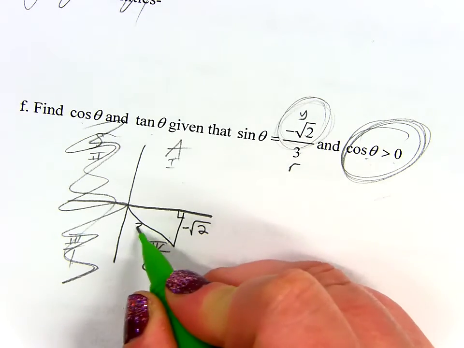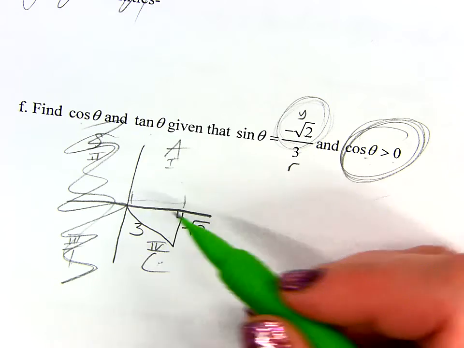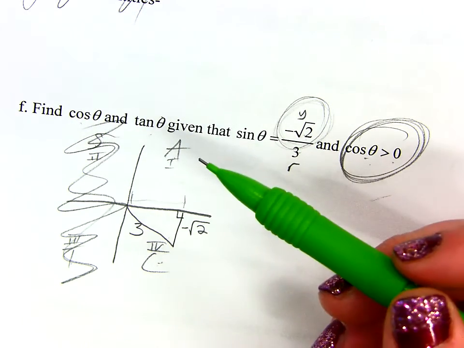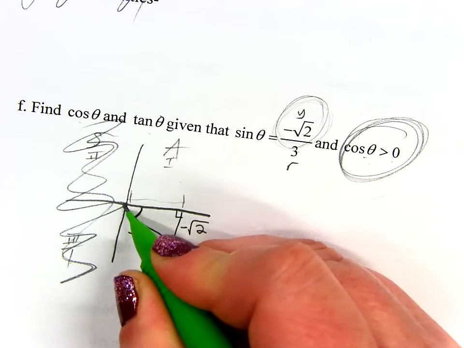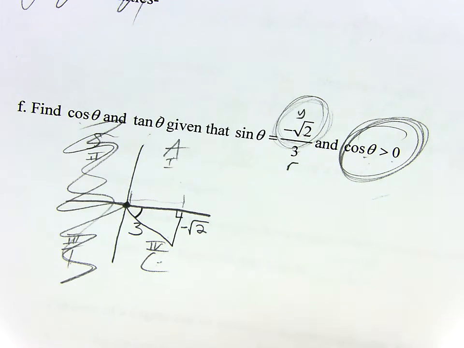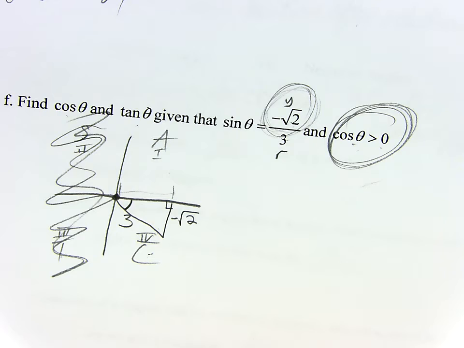That's 3. Couldn't I solve for this missing value? And then once I have that value, can I find cosine and tangent? You bet I can. Remember, here's my angle. It's always the one with the vertex at the origin. So now let's just do Pythagorean theorem and solve for that one missing side.